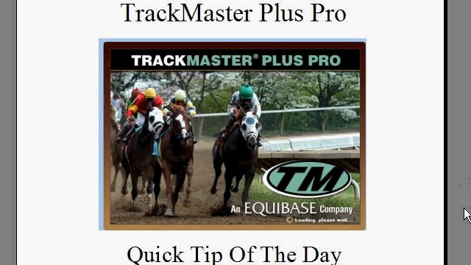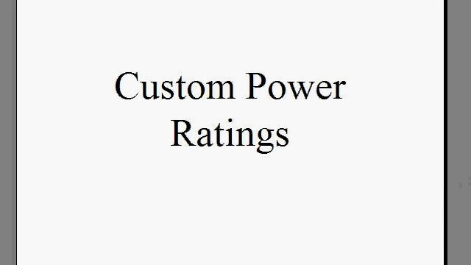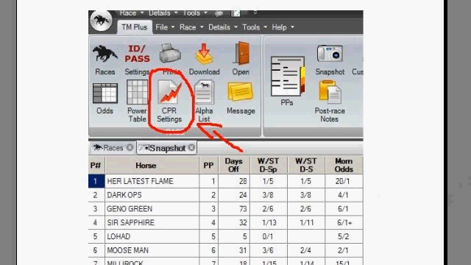Today we're going to take a look at custom power ratings, a very important feature of TrackMaster Plus Pro. Of course, there's the TrackMaster power ratings, but we also have the custom power ratings I want to talk to you about today. If you go into the TrackMaster Plus Pro software program, you'll notice an icon up in the top left called CPR settings, which I've highlighted in red here. Those are the custom power rating settings, and you can actually go in and create your own custom power rating weightings. It's a very important feature here.